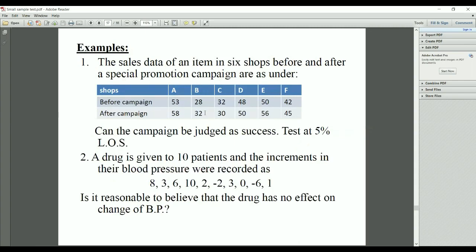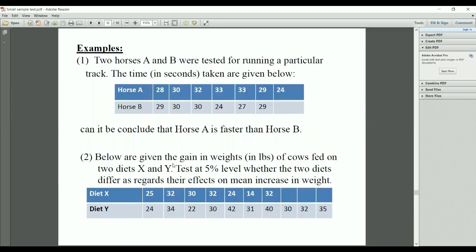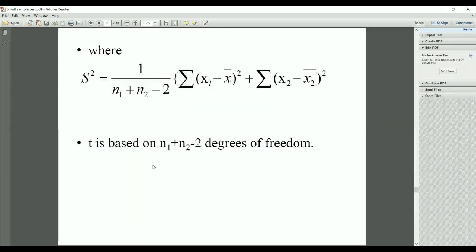And this is the example for before campaign and after campaign. Was the campaign successful at 5% level of significance? I'll post these two examples. You can solve. Okay, in the next week.